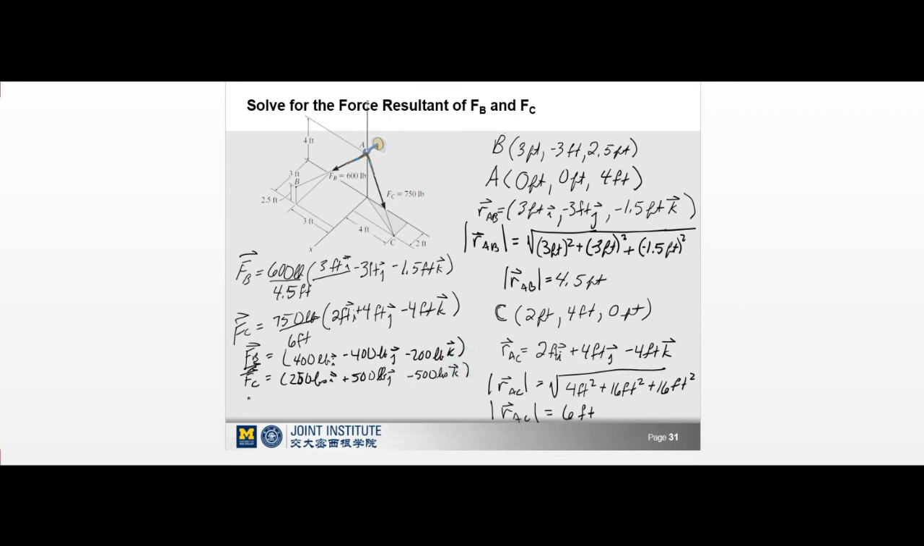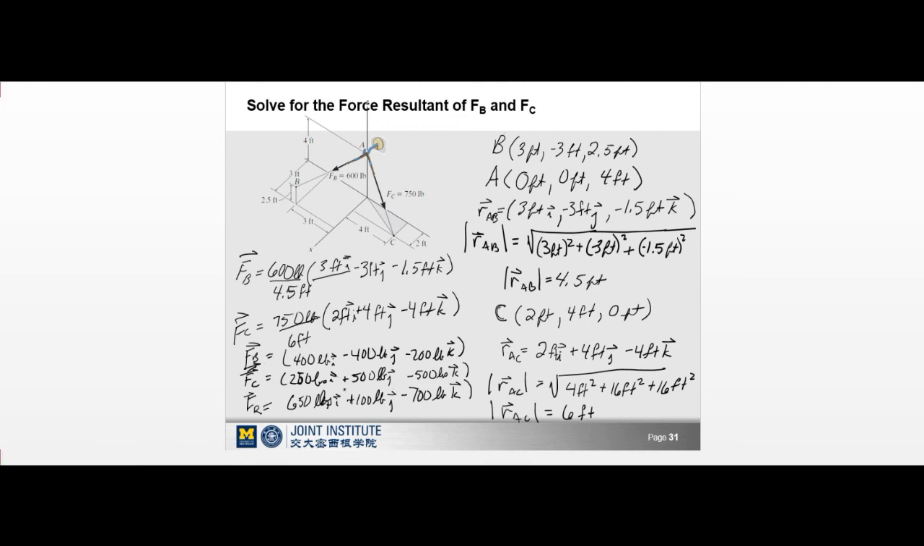Now we have the force resultant FR, which is going to be the summation of these. Well, that's now very easy. 650 pounds in the I direction, 100 pounds in the J direction. Make sure everybody sees that's positive. And then minus 700 pounds in the K direction. Just adding up the components of the IJK for FB and FC.